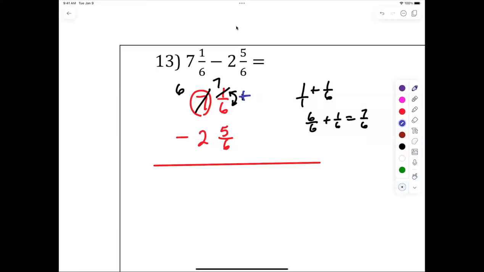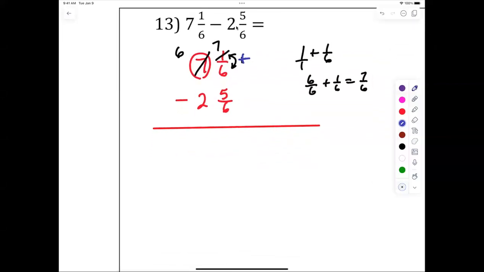denominator. Now, can we subtract? Yes. 7 minus 5 is what? 2 out of how many? 6. 6 minus 2. 4 and 2, 6. 4 and 2, 6 reduces to what? 4 and 1/3. 4 and 1/3 is correct.